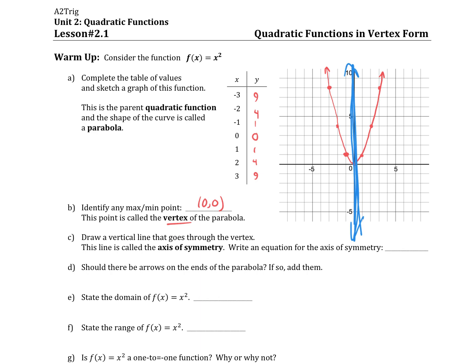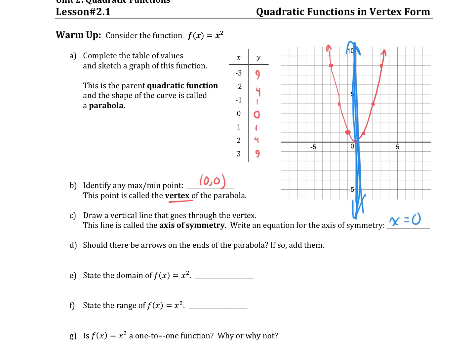It's a vertical line, so it's the coordinates, if you think about this, where all the x's are the same, the x's are 0. Should we put arrows at the end of the parabola? I already talked about it. I said yes. All right, domain.